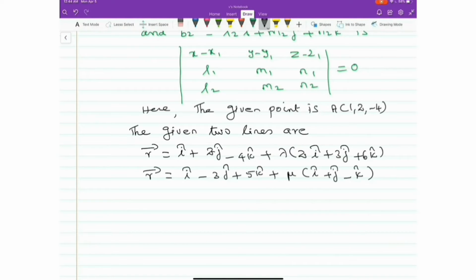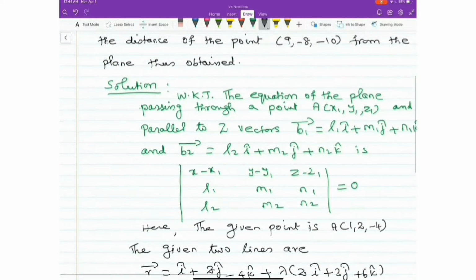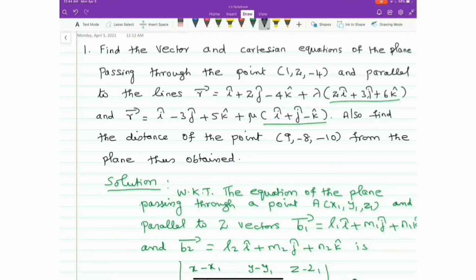Then we have to substitute in this equation to get the equation of the plane in Cartesian form. If you read the question, you have to find the Cartesian as well as the vector equations of the plane, so both you have to write. The choice is yours. First you can write the equation of the plane in vector form, and from that write down the Cartesian equation. Or you can first write the equation in Cartesian form, and from there write it in vector form. First let us do it here step by step.